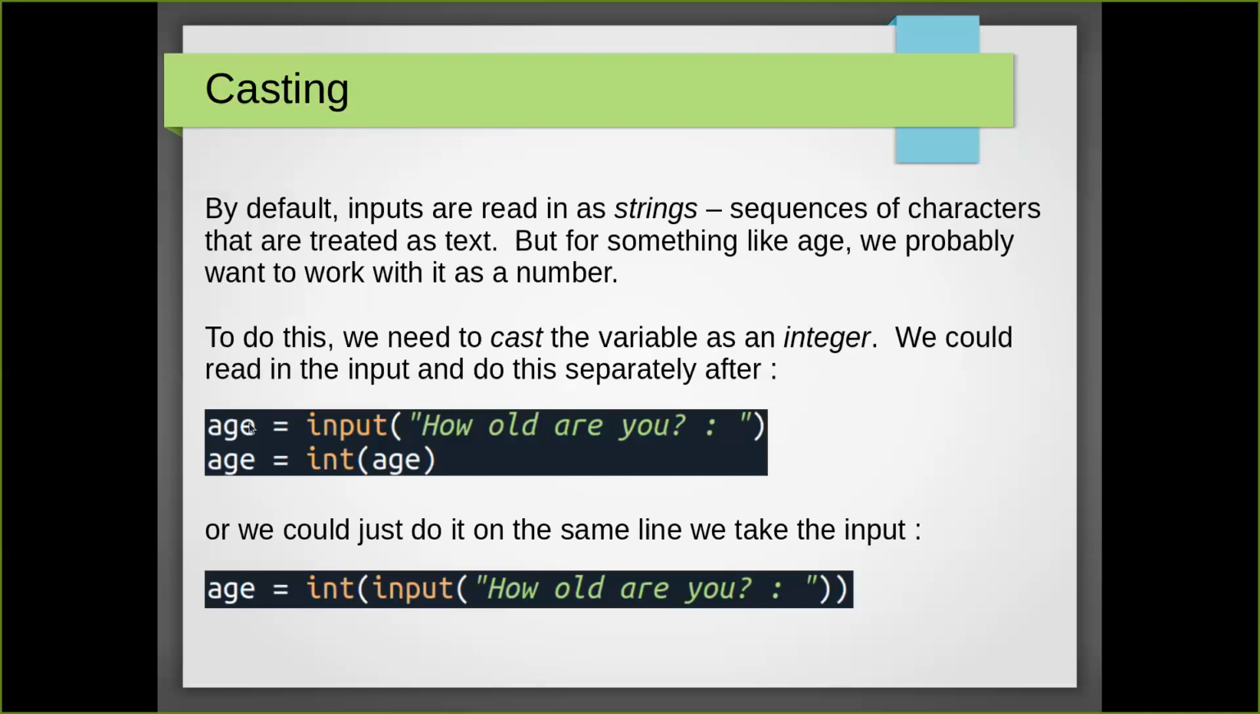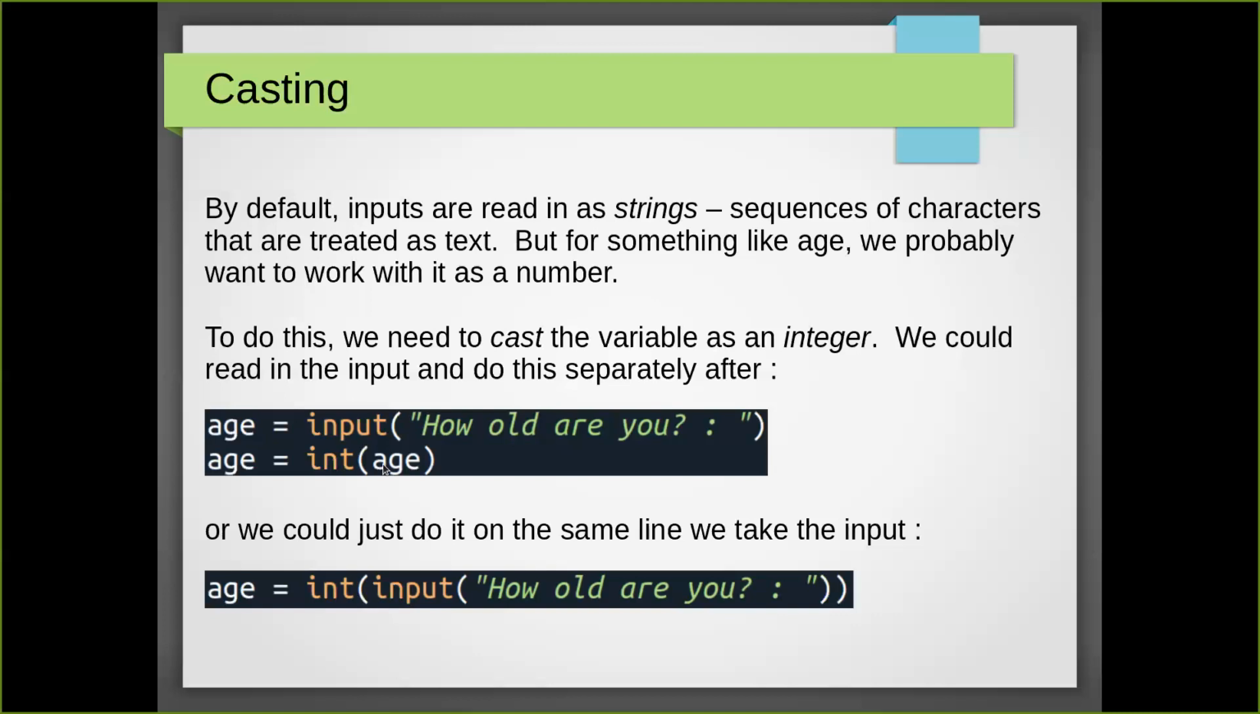So I can do exactly how I did before, age equals input, how old are you? And then I can say age now equals, so I'm going to overwrite the value of age with this, where I say int, that's the type of variable I want to turn it into. And then the input I give to int is the name of the variable that I want to cast. So in this case, age. So what that'll do is take the value of age and cast it as an integer, make it a number.